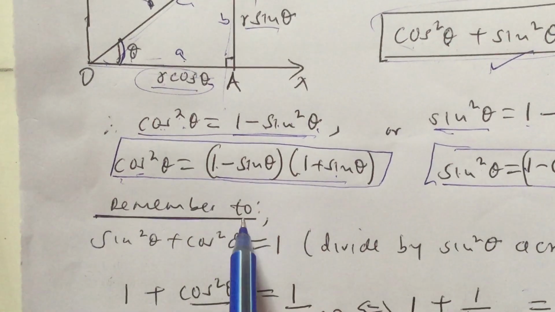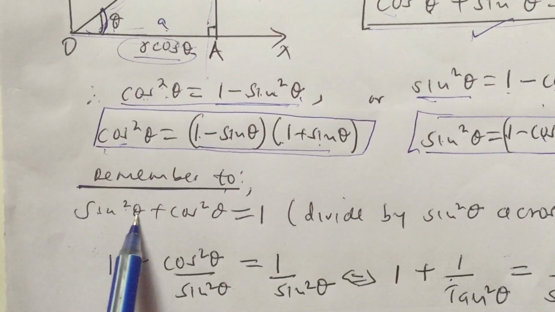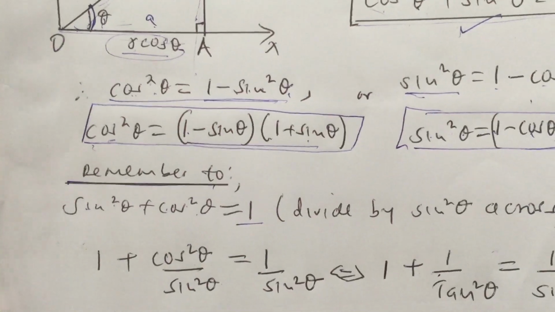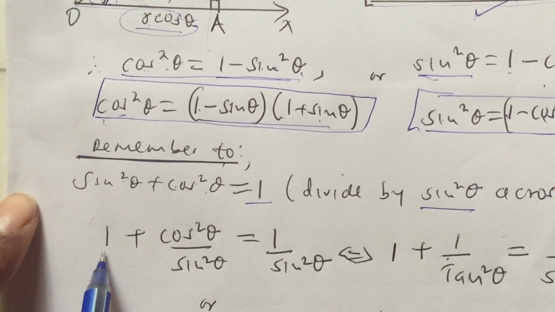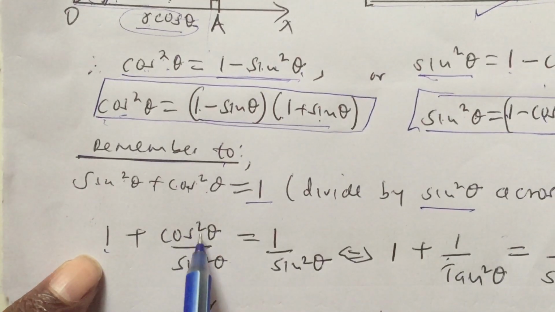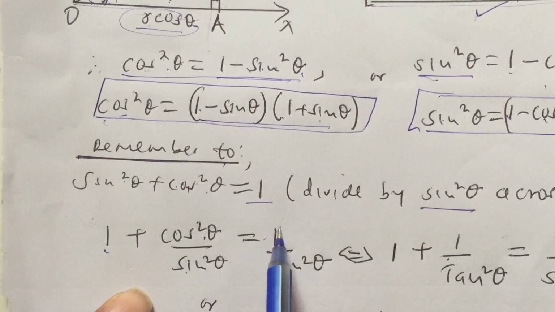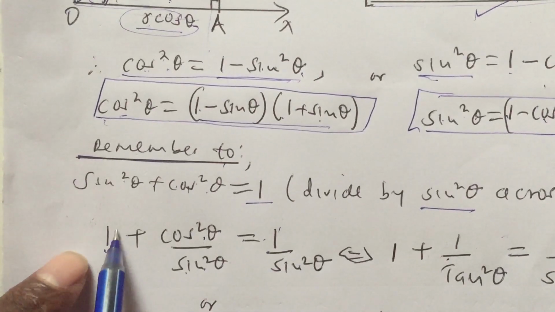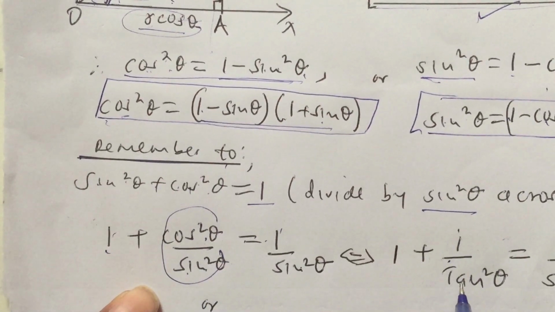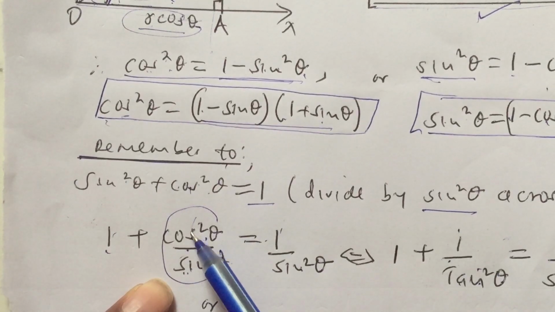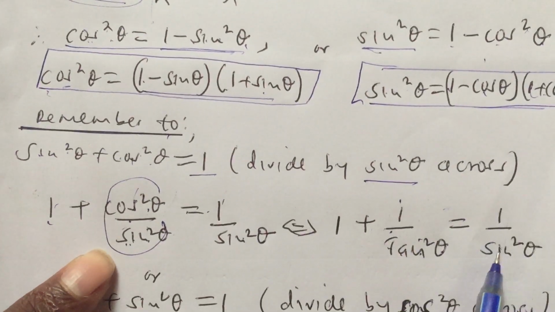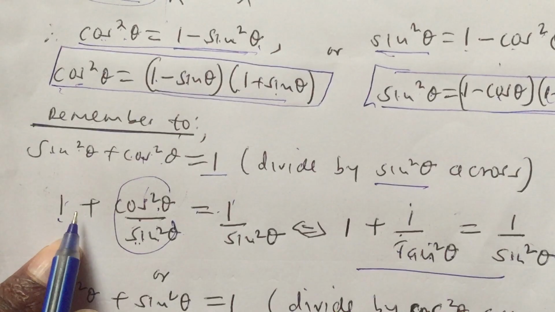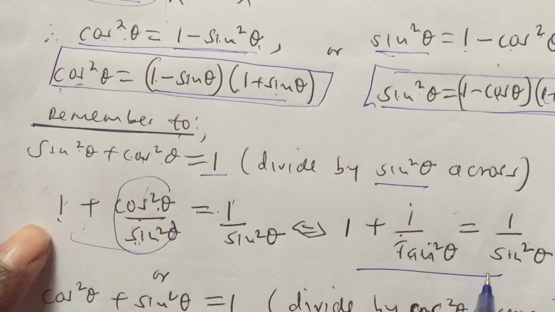But I want you to remember a point here, that sine squared theta plus cos squared theta is always 1. If you divide all through by sine squared, then it goes to 1 plus cos squared theta over sine squared theta equals 1 over sine squared theta. Remember, this cos squared over sine squared goes to 1 over tan squared theta, the reciprocal of tan squared, because we know sine over cos is tan. Therefore, the other way around becomes the reciprocal. So we can again have an identity of this format.